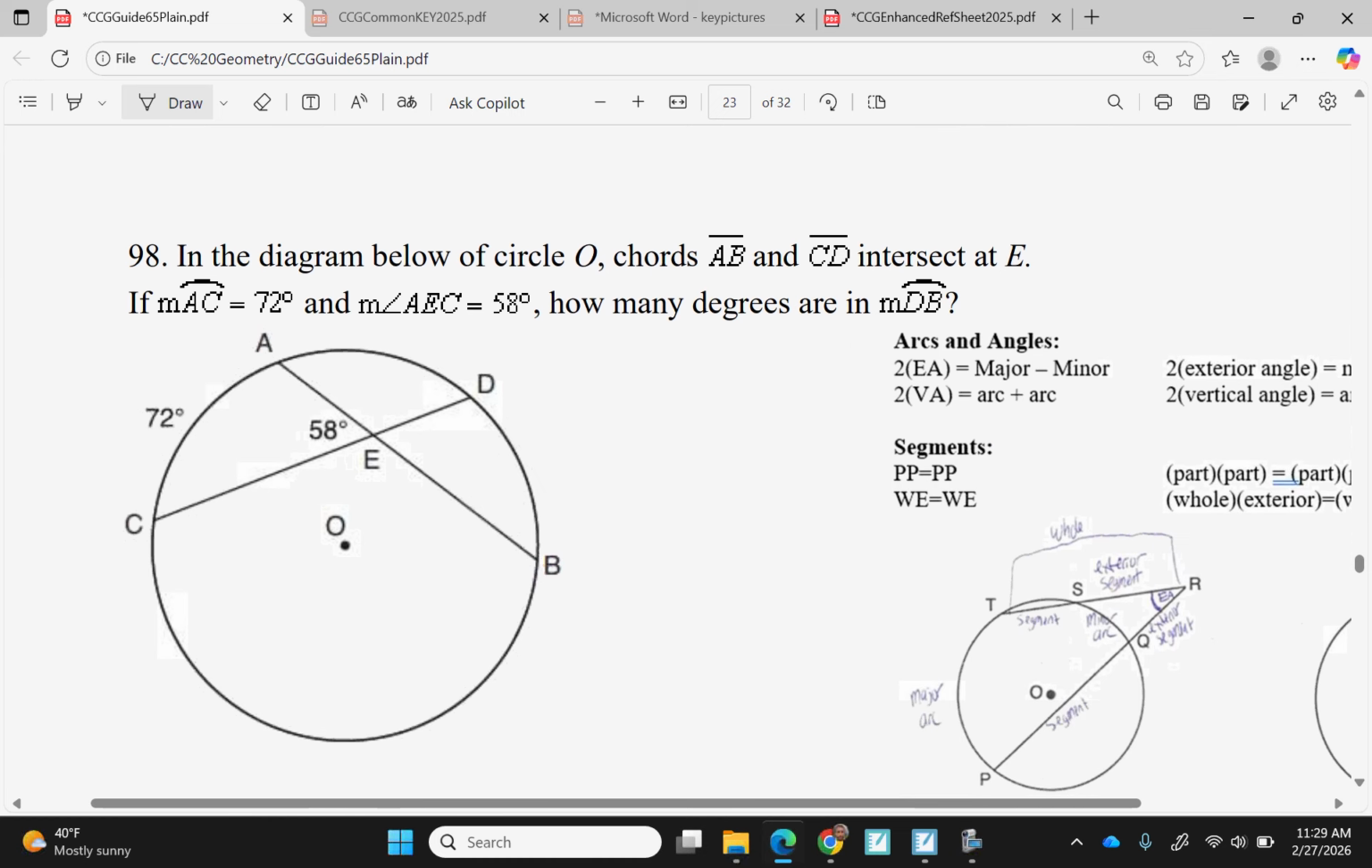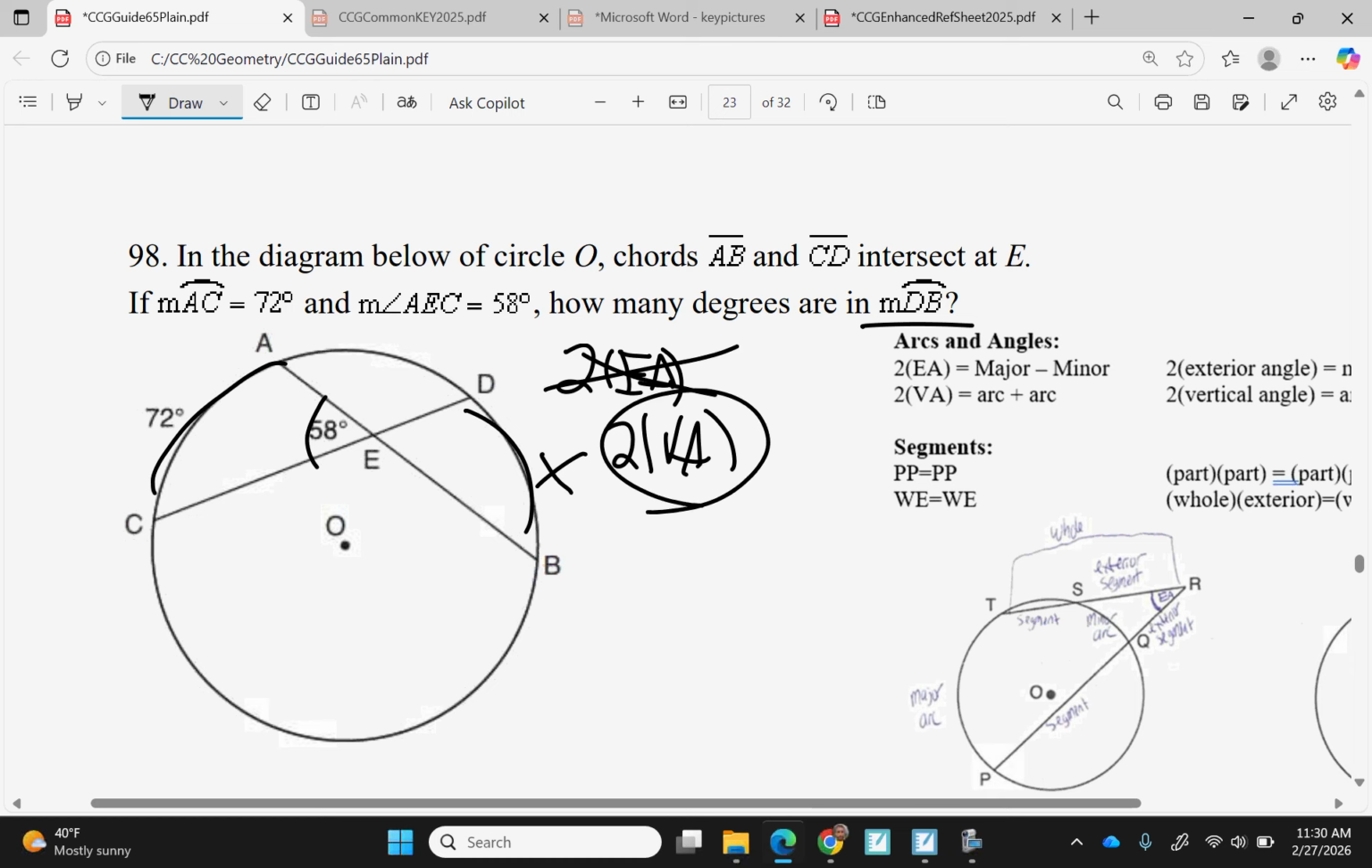Number 98, arc AC. How many degrees are in arc DB? Arcs and angles are segments. Arc, arc, angle. So my arcs and angles are either going to be 2EA or 2VA. Is there an exterior angle, an angle outside the circle? No. So it's going to be 2VA, which is 2VA equals arc plus arc, where VA stands for vertical angle.